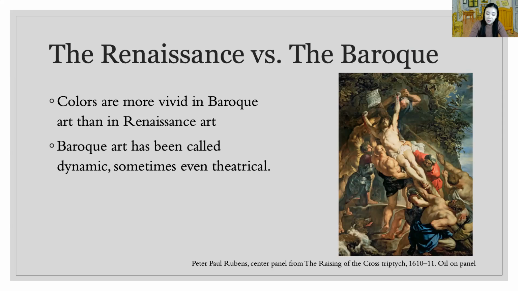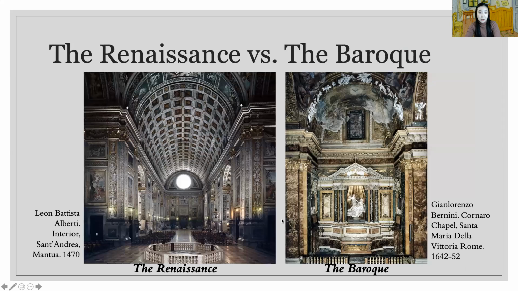In architecture and sculpture, where the Renaissance sought a classic simplicity, the Baroque favored ornamentation as rich and complex as possible. So let's compare the Renaissance and the Baroque art styles. And we're going to see the architecture styles first. So the left one is the Renaissance one, and the right one is the Baroque one. So can you find the differences between these two styles?